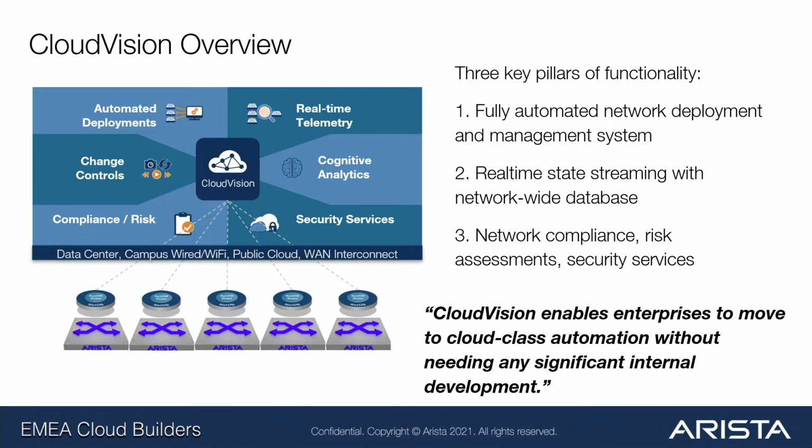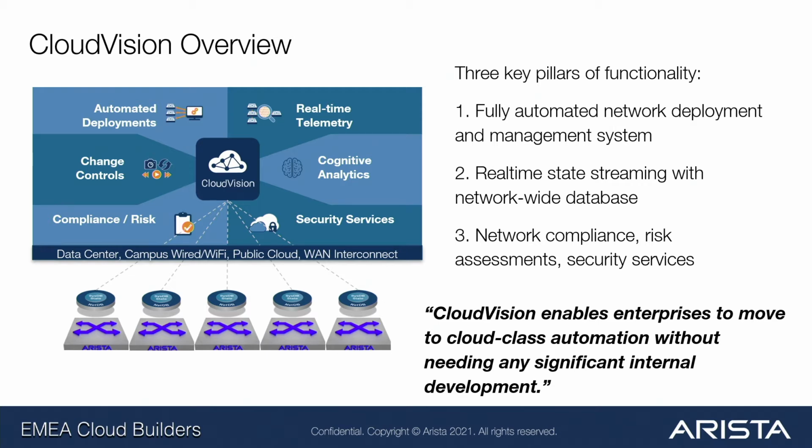And there's really 3 key pillars of functionality within the CloudVision. First of all, it is a fully automated network deployment and management system. So that's everything from day 0, initial provisioning through to ongoing change control. We also have the real-time state streaming part of CloudVision. So we take the entire state of the network from our devices, stream that to CloudVision, and CloudVision is able to build a complete picture of the network.